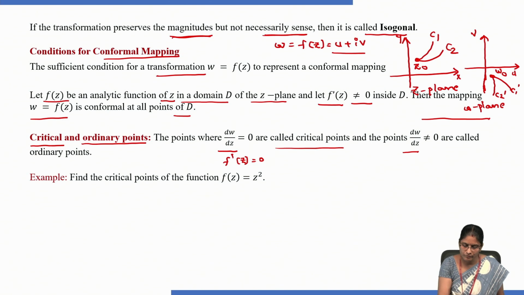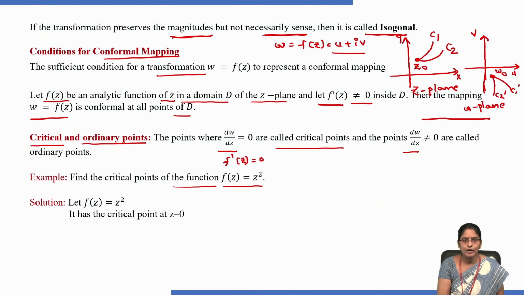See example problem for better understanding of critical points. Find the critical point of the function f of z is equal to z square. We have to find out the critical point. Function is given, f of z is equal to z square. How to find out the critical points? We have to find out the function derivative, and set that function derivative equal to 0.